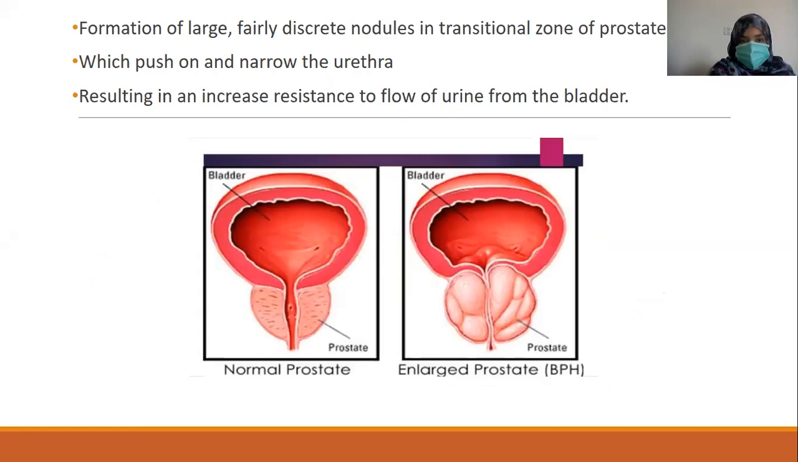narrow the urethra. You can see in this picture, this is the normal prostate, this is the bladder, the urethra, and the prostate that encircles the urethra. This is a cut surface, that's why you see it like this. In the enlarged prostate, you can see this nodular enlargement, which is compressing the urethra as well as causing pressure effects in the bladder. So it results in increased resistance to the flow of urine from the bladder.